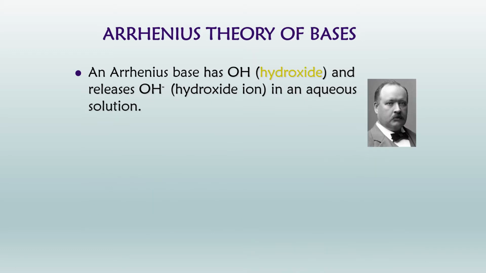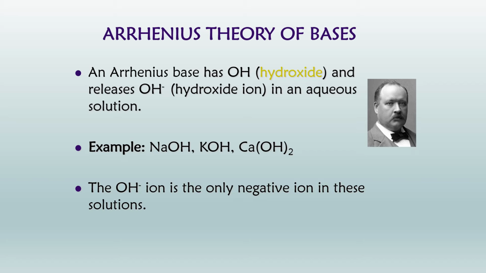Now, for the bases, Arrhenius said that bases have a hydroxide ion. So just like it said that acids have a hydrogen ion, it's saying that bases have a hydroxide ion, which has that -1 charge, and it releases that hydroxide ion whenever it is in an aqueous solution. For example, here are some compounds that can be bases according to Arrhenius theory. So sodium hydroxide, potassium hydroxide, calcium hydroxide, all of them have that hydroxide part, which can, when they dissolve in an aqueous solution, be released into the solution. And then it's going to be the only negative ion in that aqueous solution.